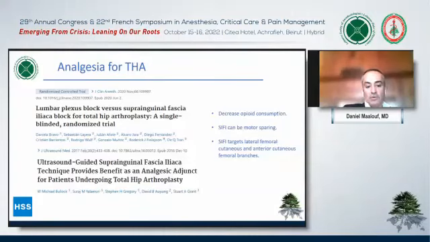So we're moving to the periphery, the way we do our blocks. And the supra-inguinal fascia iliaca is a block that's been done recently, and it has been shown to decrease opioid consumption in these patients. It can be motor sparing because it's more peripheral, and it depends on the dose of local anesthetic that you use. If you have a large dose, it can act as a retrograde lumbar plexus block.